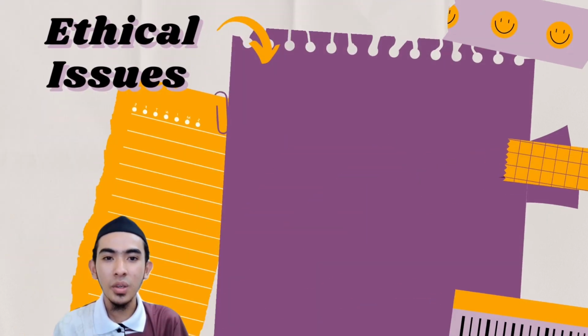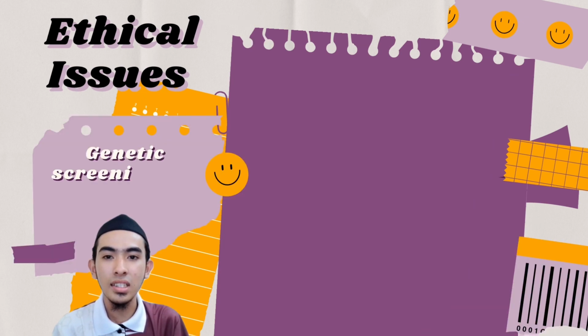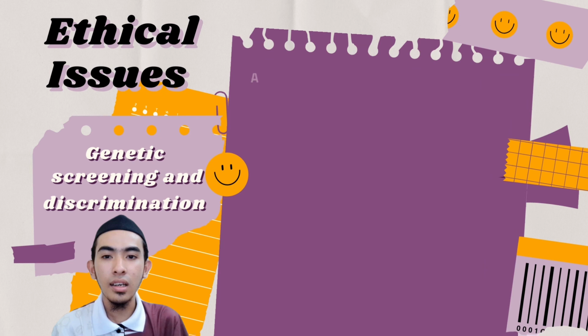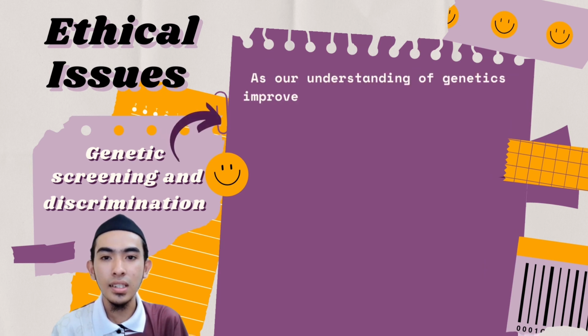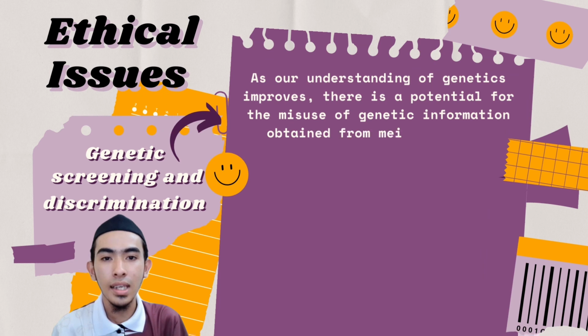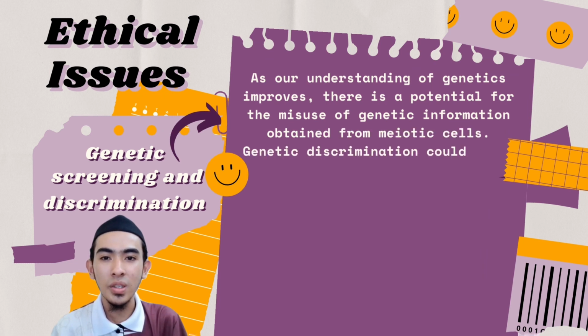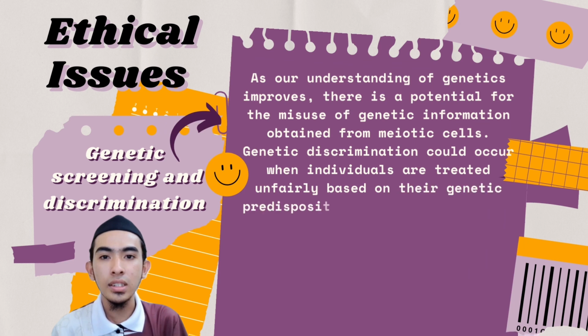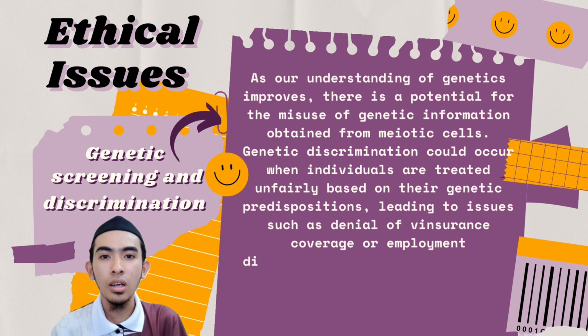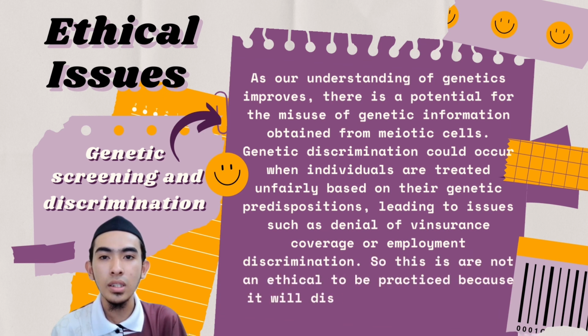Now we are going to continue with the ethical issue in this subtopic, about genetic screening and discrimination. As our understanding of genetics improves, there is a potential for misuse of genetic information obtained from meiotic cells. Genetic discrimination could occur when individuals are treated unfairly based on their genetic predisposition, leading to issues such as denial of insurance coverage or employment discrimination. So these are not ethical to be practiced because it will discriminate against the affected people.